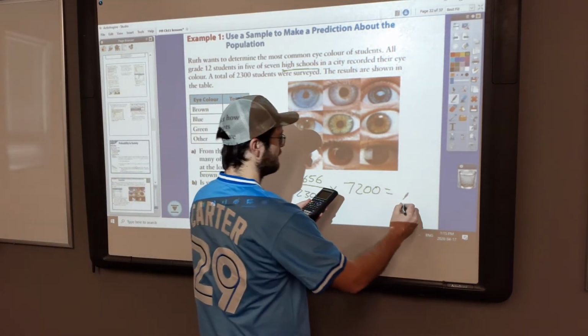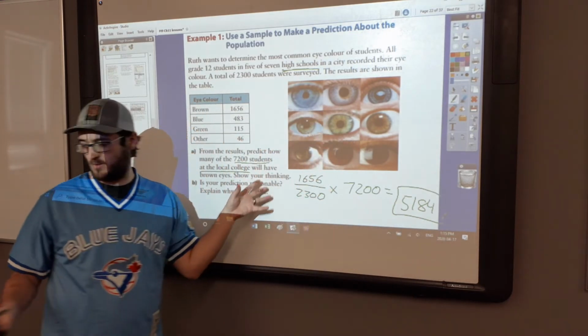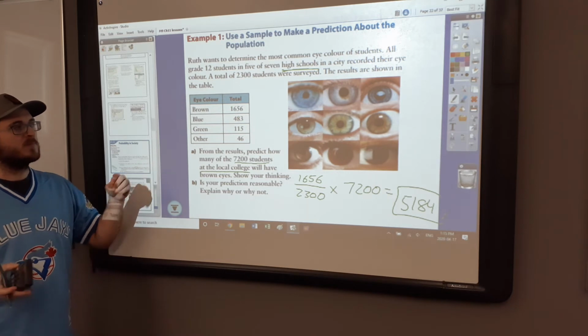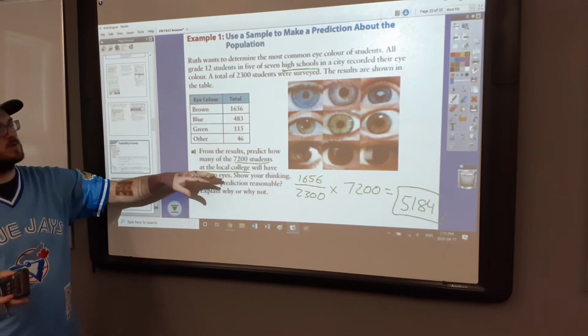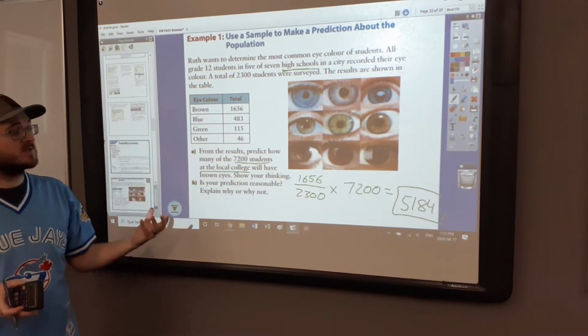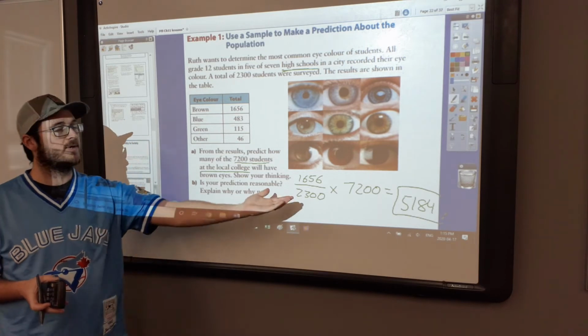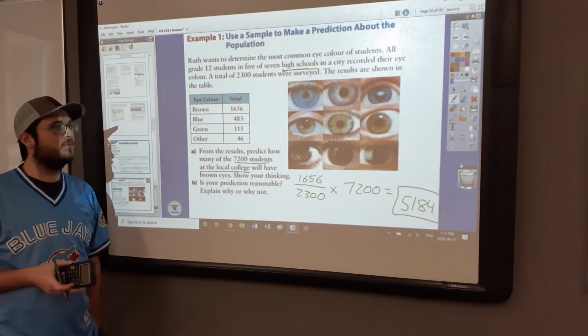Now, or would we? Do we have a reason? In the last example, if you're surveying people throughout the city and then you apply that to the whole city, does that make sense? In this case, does it make sense to take the eye color of high school students and apply it to college students? You might say yes. So is your prediction reasonable? You might say, yeah, this is a reasonable prediction. But there could be certain things at play.